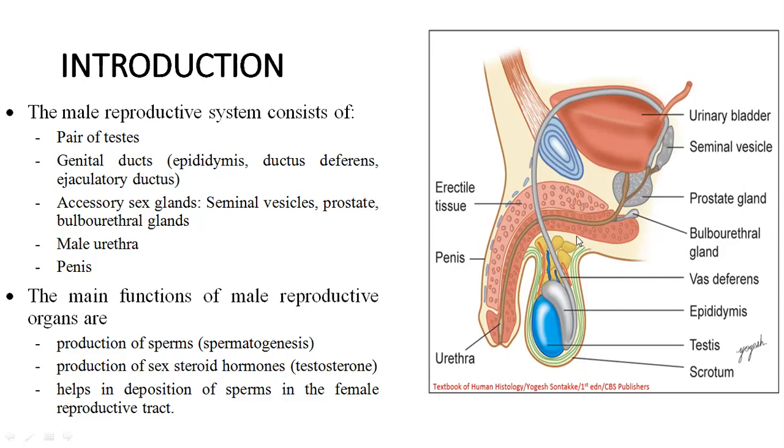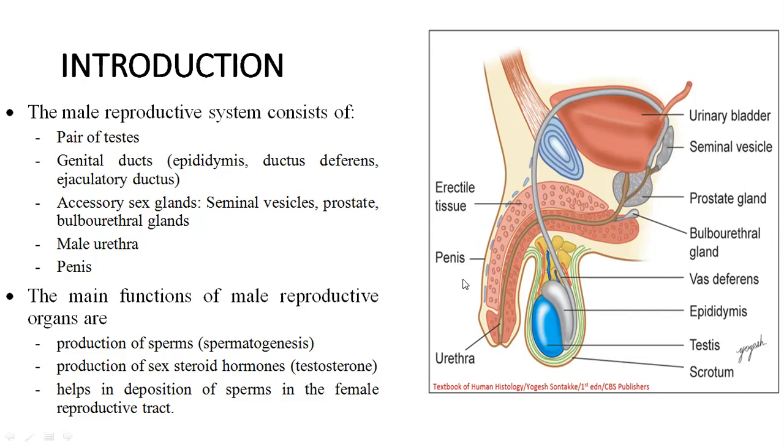So these are the various things which we come across in the male reproductive system. It consists of a pair of testes, which are the chief important gonads. Then we have genital ducts, like the epididymis and ductus deferens, then the ejaculatory duct. Then the accessory sex glands are the seminal vesicles, prostate gland, and bulbourethral gland. Then we have the male urethra, which is the common passage for both urine and seminal fluid, and the external genitalia, that is the penis.